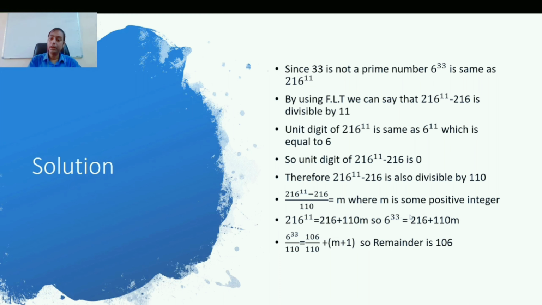Now what about when this whole number is divided by 110? This is equal to 106 plus 110 times (m plus 1). This is an integer. So what about the remainder? The remainder is 106.